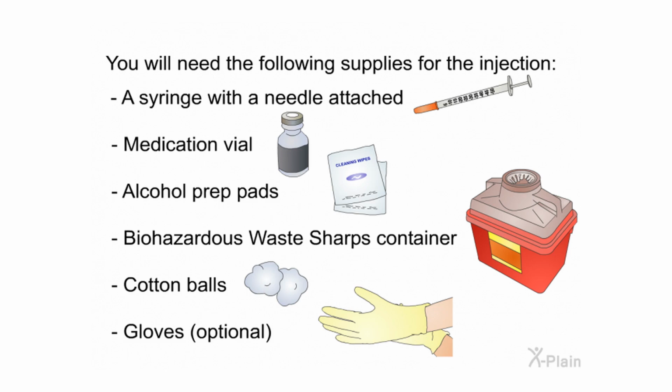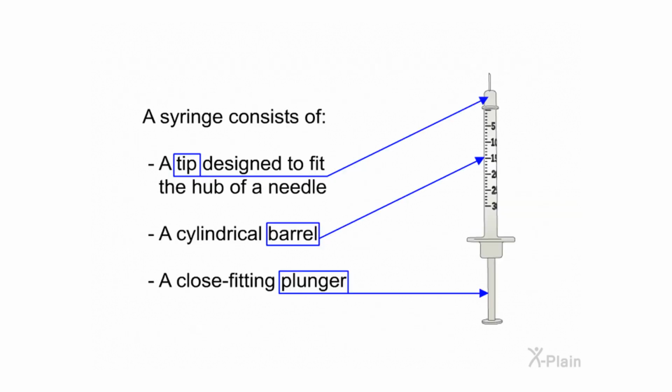Preparations. You will need the following supplies for the injection: a syringe with a needle attached, medication vial, alcohol prep pads, biohazardous waste sharps container, cotton balls, gloves, optional.